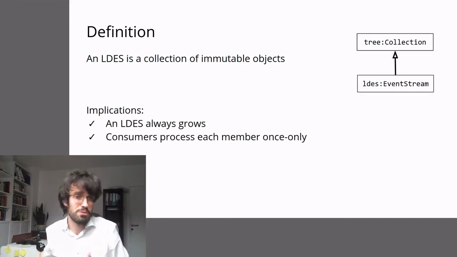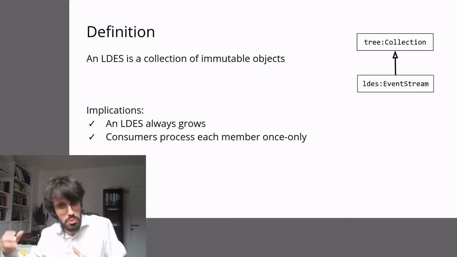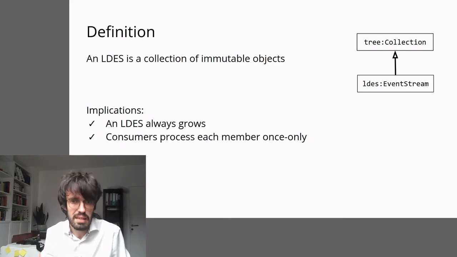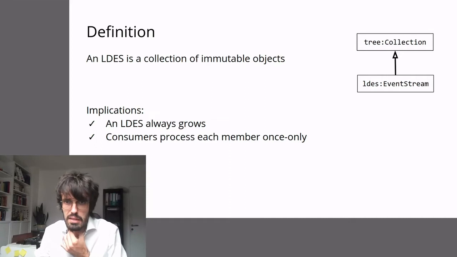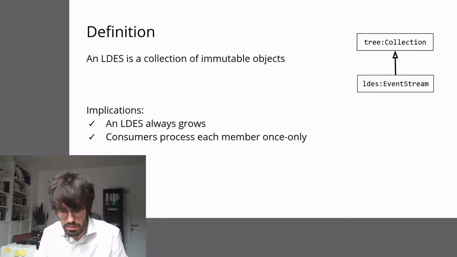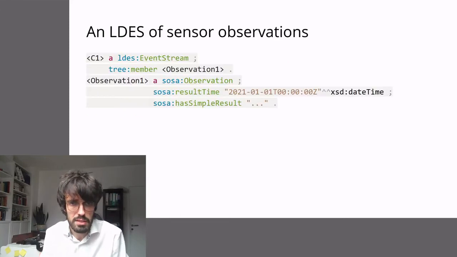But the benefit of that also is that when a consumer once processed a member, it never has to process it again, because a consumer can understand that object is never going to change again. You can also see it as an inheritance, or like a subclass, of the tree collection concept in the tree specification, on which we will come back later on in this presentation.